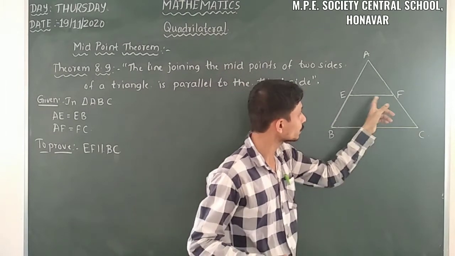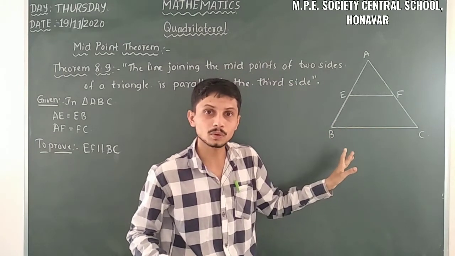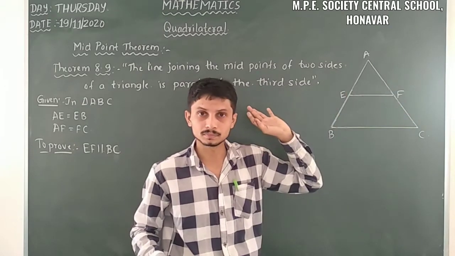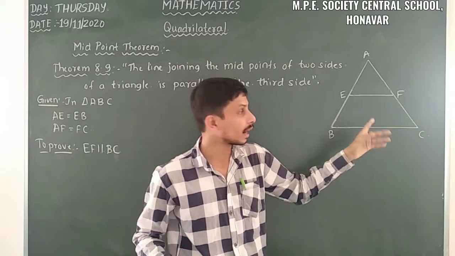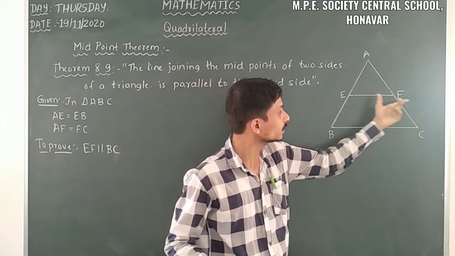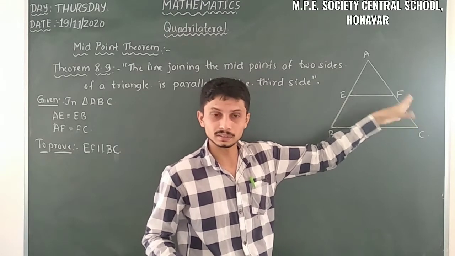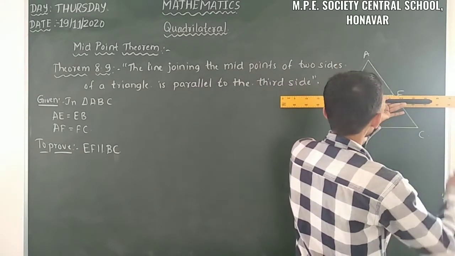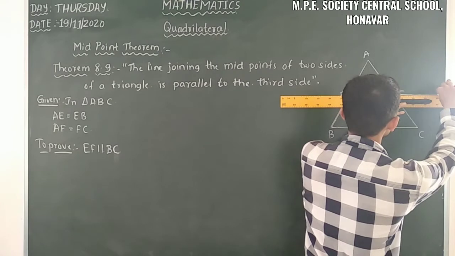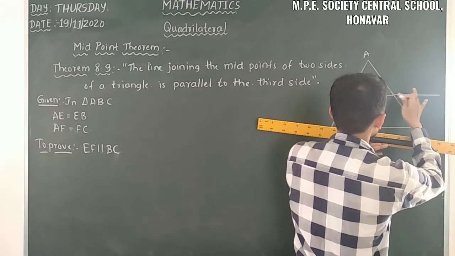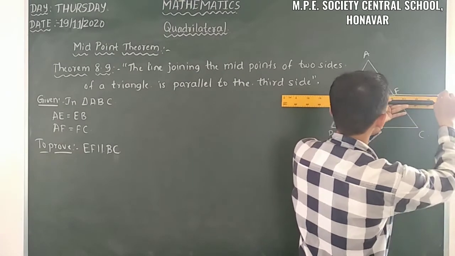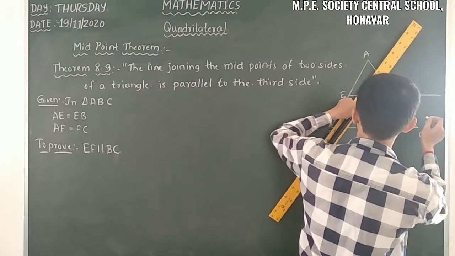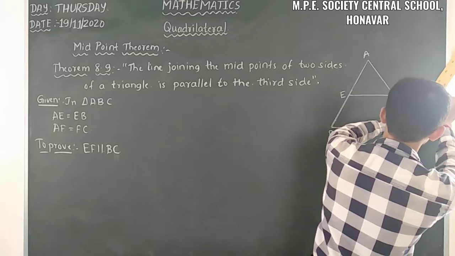Here just observe, EF is parallel to BC. We have to prove that one. That's why we have to extend EF. Try to extend EF and we have to take EF equal to FD. So we have to draw like that. Here I will take the same length, like this.